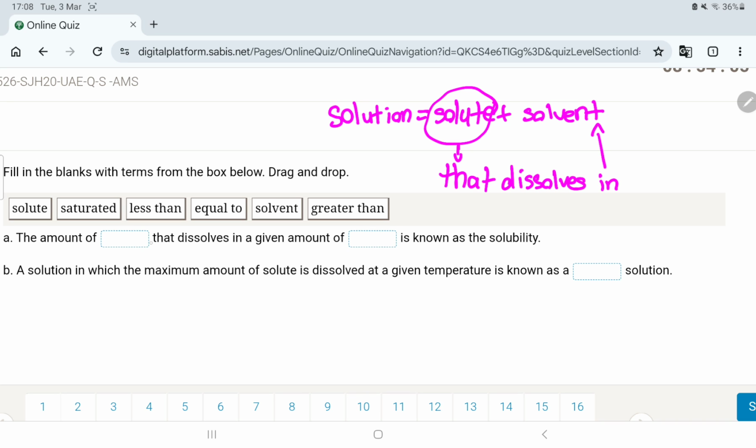And here they gave us a hint: the amount of blank that dissolves. Okay? Ask yourself, what dissolves? The solute is the one that dissolves. So what do you expect here? Solute that dissolves in a given amount of solvent. Here, okay? Because let's say we have a glass of water. This is the water.